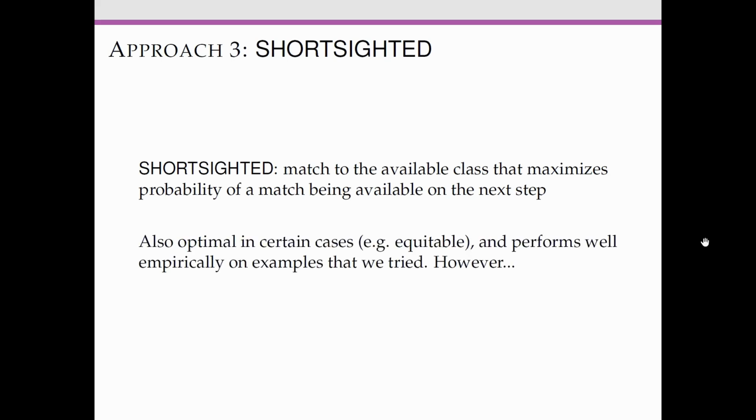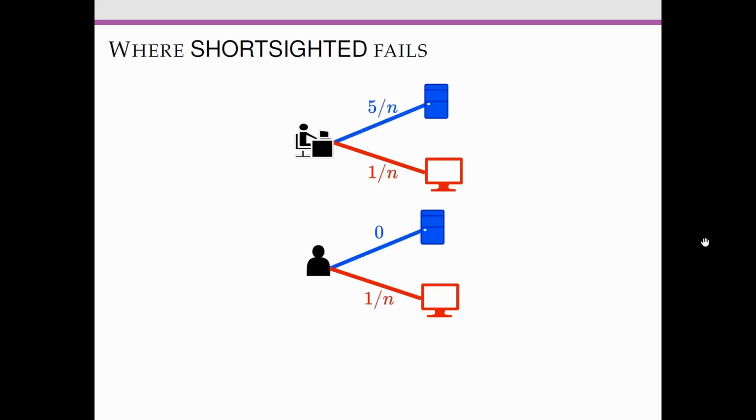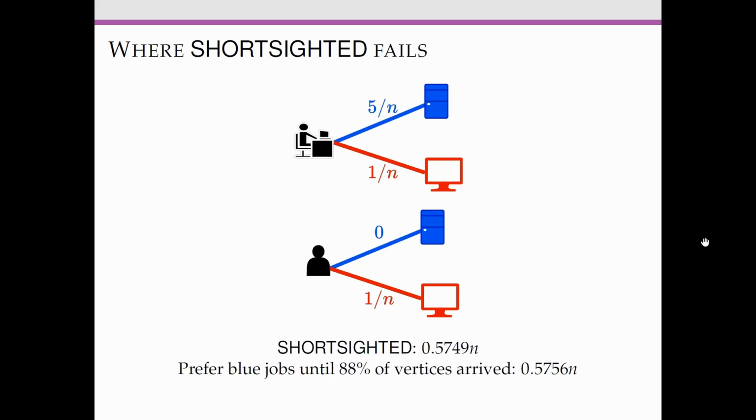So it does quite well in this equitable case, and it seemed to do well in various other simulations. But we also ran into a curious case, which is very similar to the previous one, where again we have these two classes on both sides with these similar looking connection probabilities. And again, here we found that this short-sighted algorithm achieves some matching of approximately this size, 0.57. And we found an ad hoc algorithm that can do just a little bit better. And I'll explain where this comes from in a little bit.